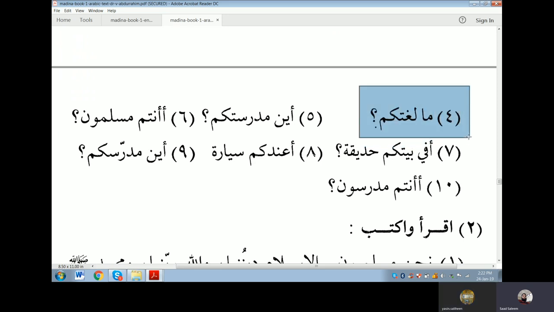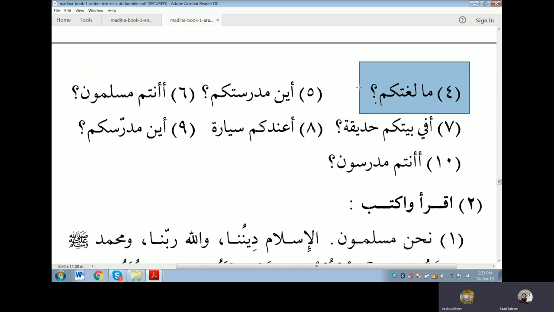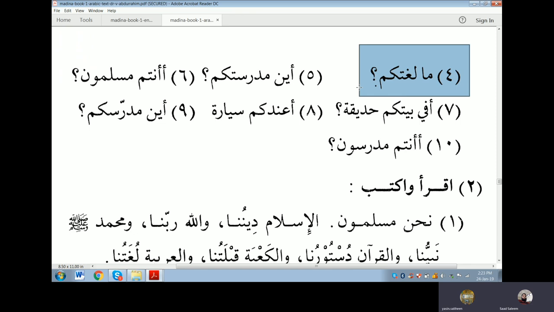Then, ma lugatukum? What is your language? What is all of your language? Inglesi. Yes, you can say Inglesia. You will say Lughatuna al Inglesia. Lughatuna al Inglesia. Inglesia, okay.